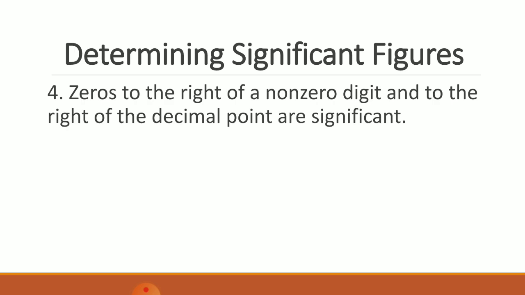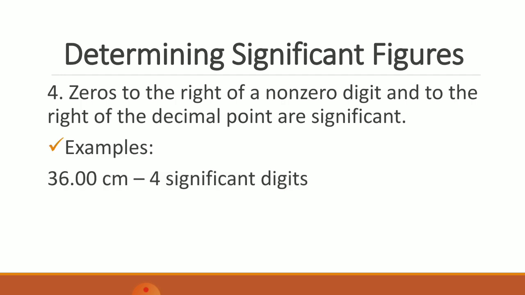Next, zeros to the right of a non-zero digit and to the right of the decimal point are significant. Examples: we have 36.00 centimeters has 4 significant digits. So the two zeros on the right of the decimal point will be significant. Therefore, 36.00 has 4 significant digits.